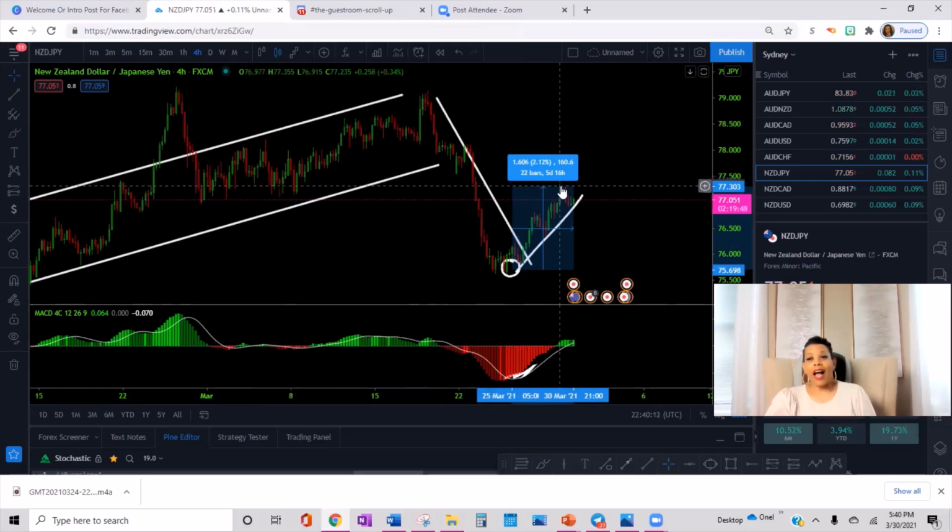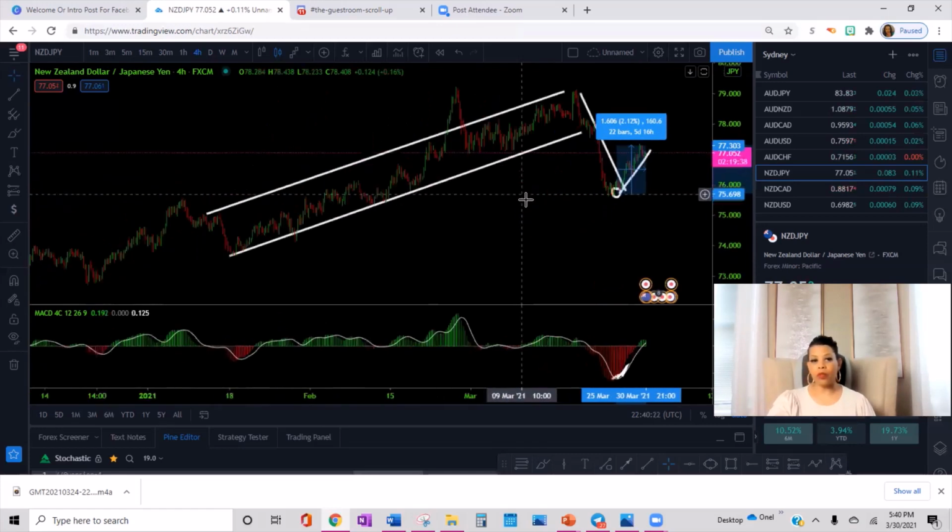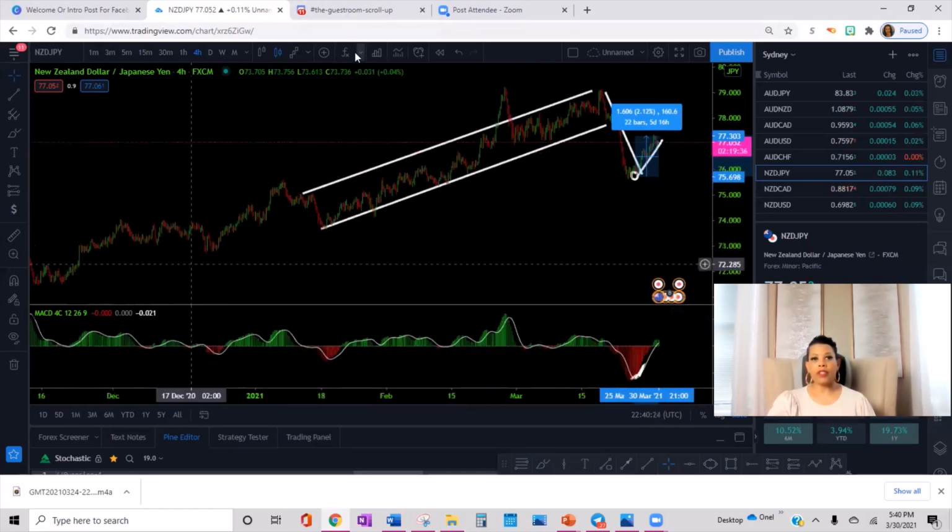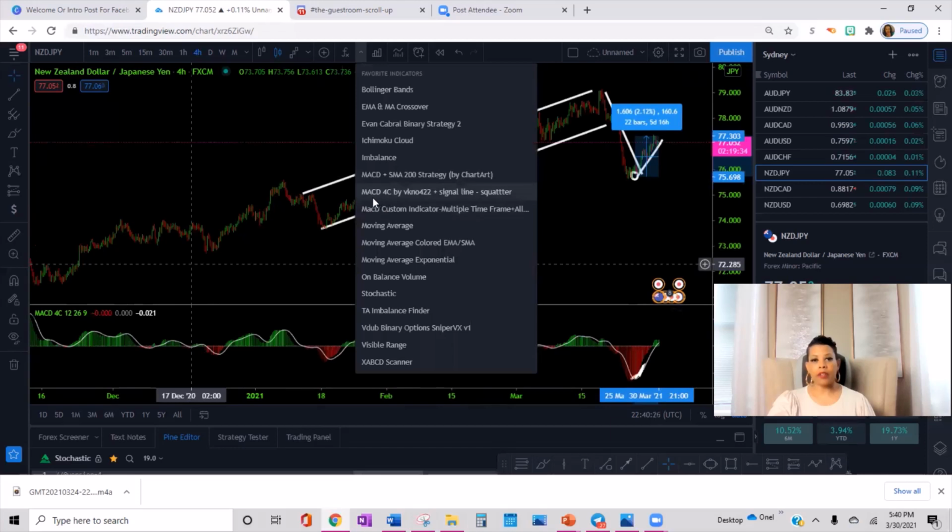I love it. Honestly, if I had to pick a go-to that I would always have on my chart, it would be the MACD. And this one would be the one that I would choose. It's the MACD 4C squatter. Here it is in my list. It's this one right here. Let's go to the next one.